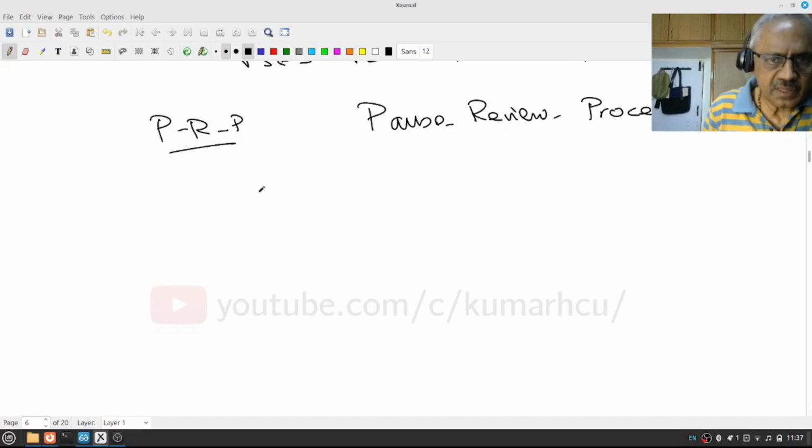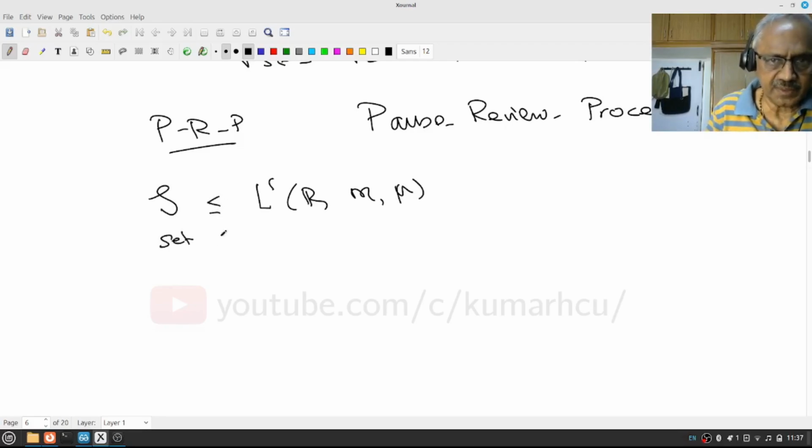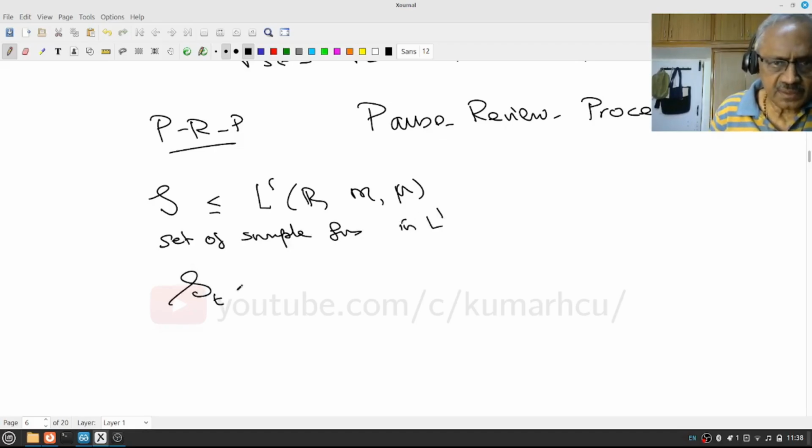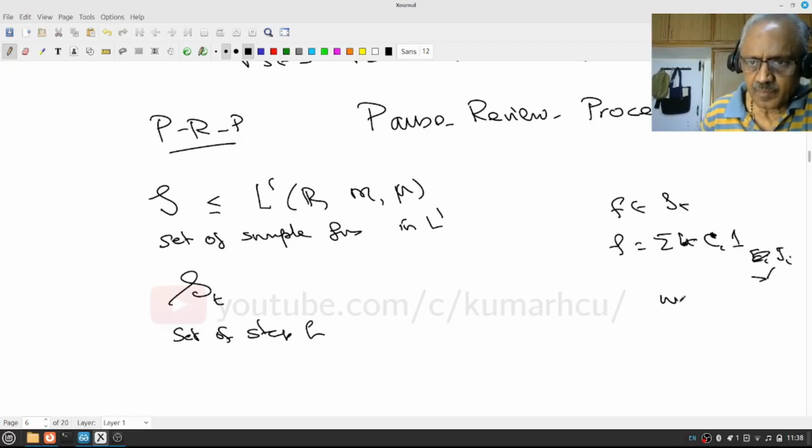Now, how to use this? Let us look at L1 of R, M, mu, this is my space X. Yes, this is a dense subspace, the set of simple functions in L1. Now let's look at ST, the set of step functions. Remember, what is a step function? When I say f is a step function, it means f is a simple function such that each Ei is actually an interval. Here I will assume it's an open interval.